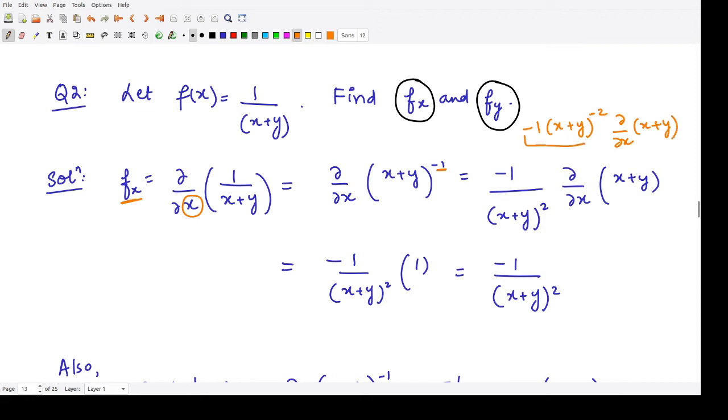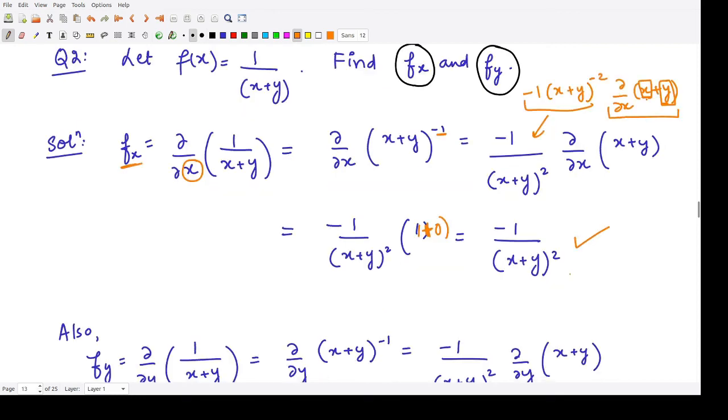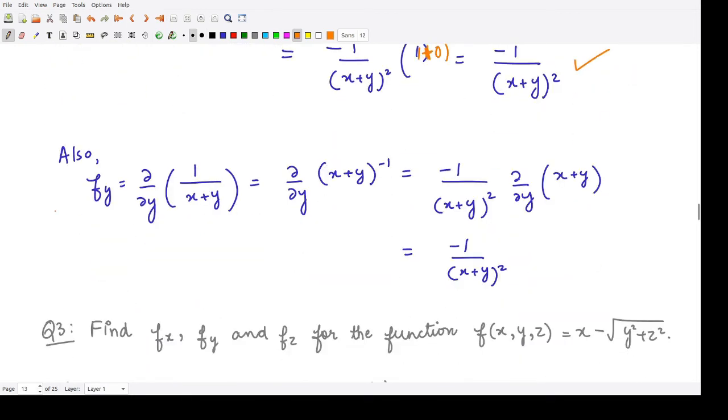So this term would come as such, and the partial derivative with respect to x of the quantity x plus y, what would it be? It would be 1 plus 0. The partial derivative of x would be 1, the partial derivative of y with respect to x would be 0. So this quantity is 1 plus 0. So we have minus 1 divided by x plus y whole square. So next we have the partial derivative of f with respect to y. Again we will first calculate the derivative for this power. So it would be minus 1 divided by x plus y whole square, and then the derivative of x plus y according to the chain rule.